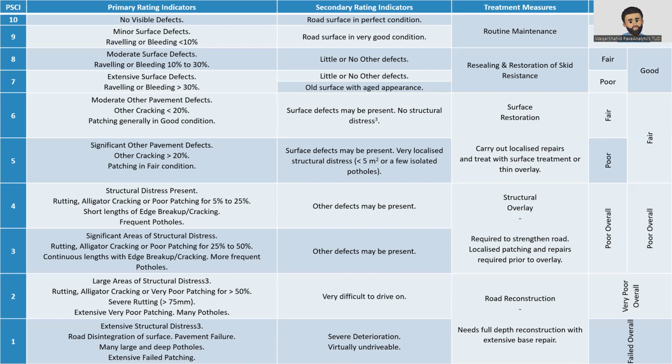4, 3, 2, and 1 are categorized as the red color band, and they have structural distresses that include rutting, alligator cracking, poor patching, and so on. 1 is the distress rating of the pavement, where the road pavement is totally disintegrated. So this visual pavement condition rating is done in Ireland for all the local and regional roads.